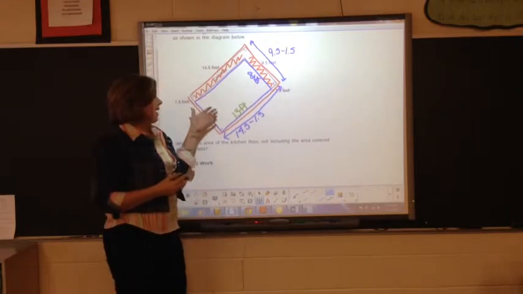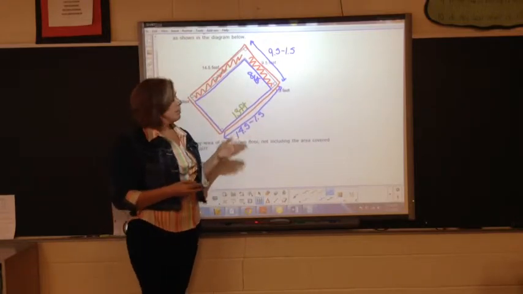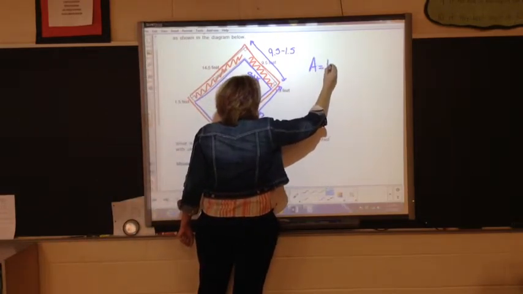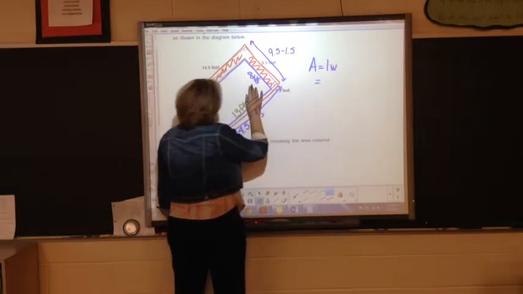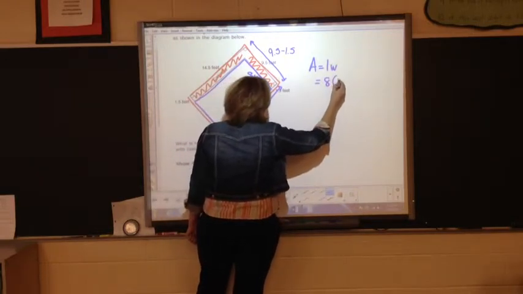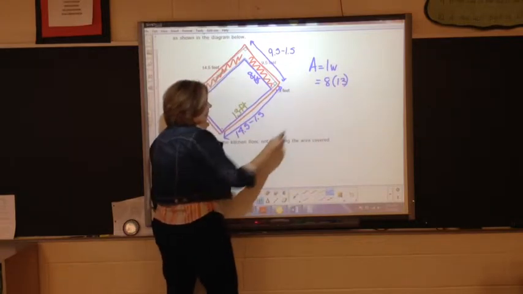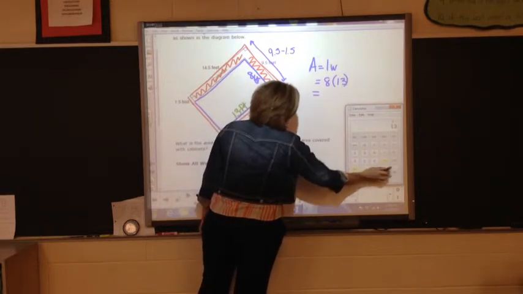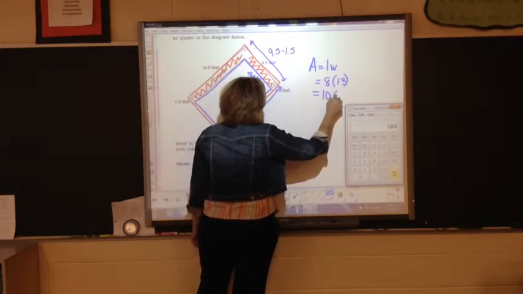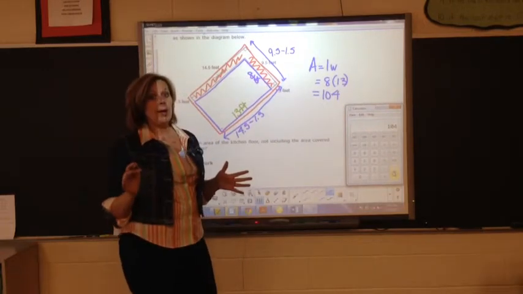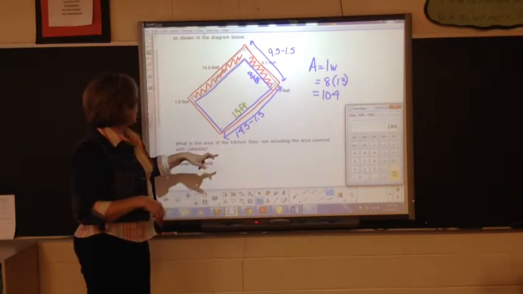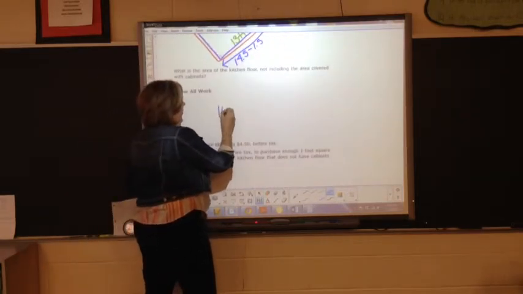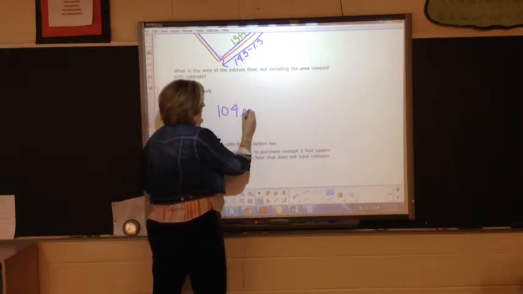All right, and again, we're calculating the area of the floor. So this is a rectangle, and I know that the formula for the area of a rectangle is length times width, and that is 8 times 13. I'm going to pull up my calculator here to make sure I don't make any mistakes. Let's see, 8 times 13 equals 104. Area is square units, remember that. So what is the area of the kitchen floor, not including the cabinets? It's 104 square feet.